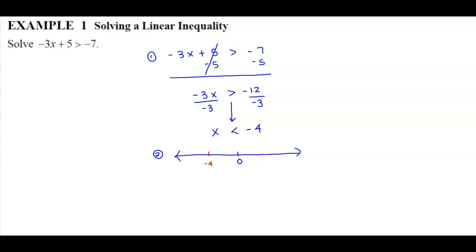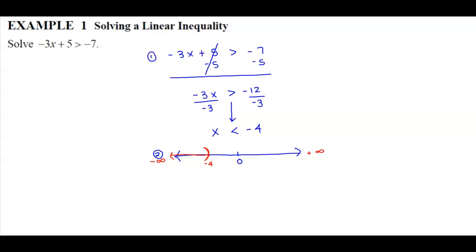Now it's telling us that x is less than 4, not equal to. Since it's less than, you're going to use a parenthesis, because that means it doesn't include the point. And then it's going to go in this direction, towards negative infinity. Over here is positive infinity.